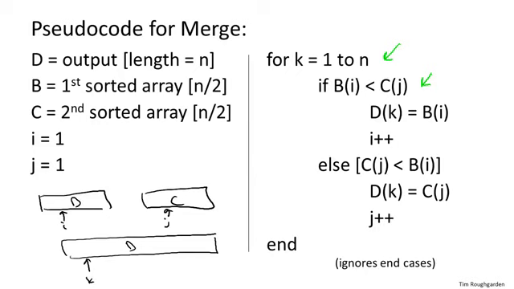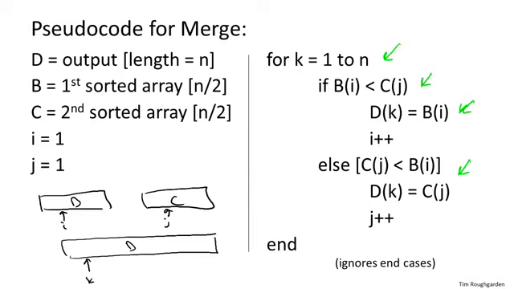You compare the two candidates for the next one to copy over. You look at B of i, you look at C of j. Whichever one is smaller, you copy over. So the first part of the if statement is for when B contains the smaller one. The second part of the else statement is for when C contains the smaller one. Okay, so that's how merge works. You go down B and C in parallel, populating D in sorted order from left to right.